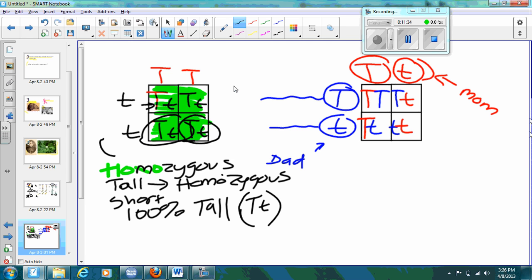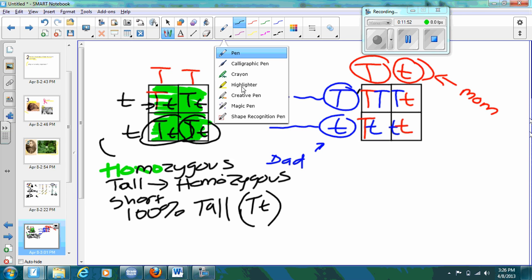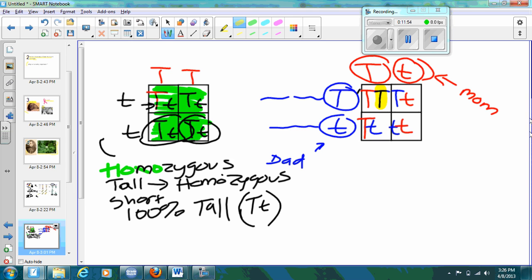If you look at this, we're going to go through each box, right? Each box represents 25%. So you take a square and you divide it by 4, each one's 1/4, and each one is equal to 25%. So here, 25% is going to be equal to big T, big T. So big T, big T is equal to 25%. Now, what is this? If this is a genotype, what is this genotype? Tall, right?